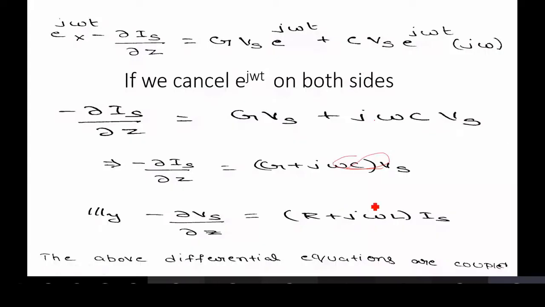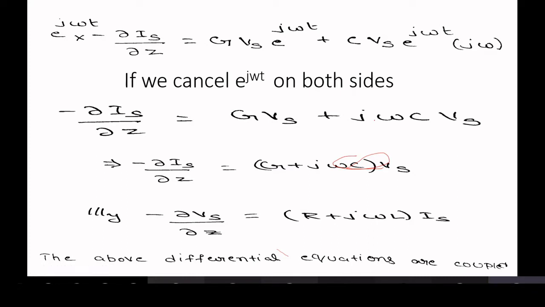So this is one equation. One is the voltage equation, the other one is the current equation. Why are they called coupled? In one equation, the current is related to voltage. In the other equation, voltage is related to current.